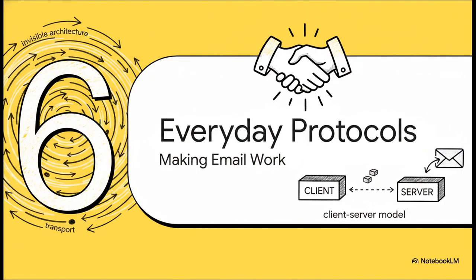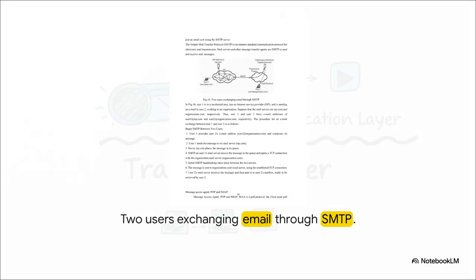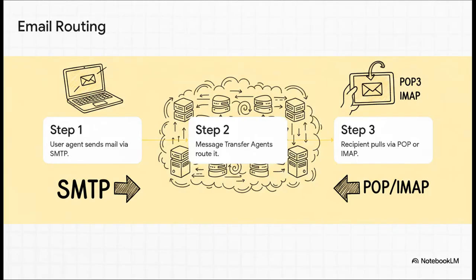Finally, Section 6, Everyday Network Protocols. Let's take all of this invisible architecture and see how it supports something you probably do every single day. Let's trace the journey of an email. When user 1 shoots an email over to user 2, it is not just one magic action. It requires multiple application layer protocols tag-teaming seamlessly over those TCP connections we talked about. Here's how the handoff works.